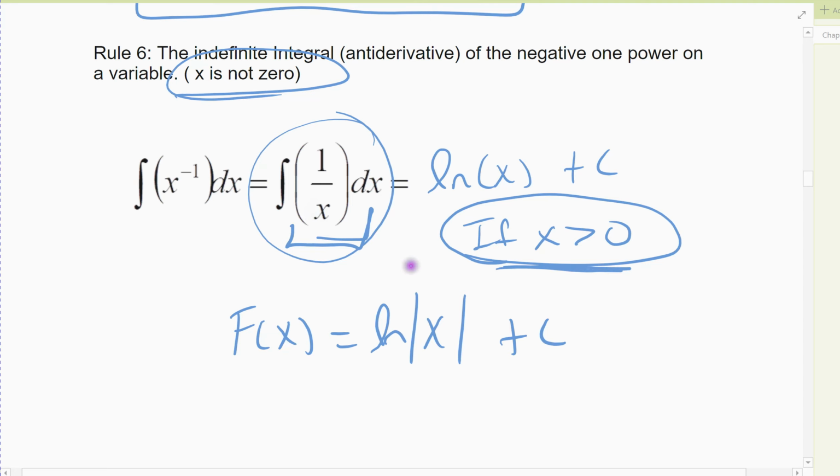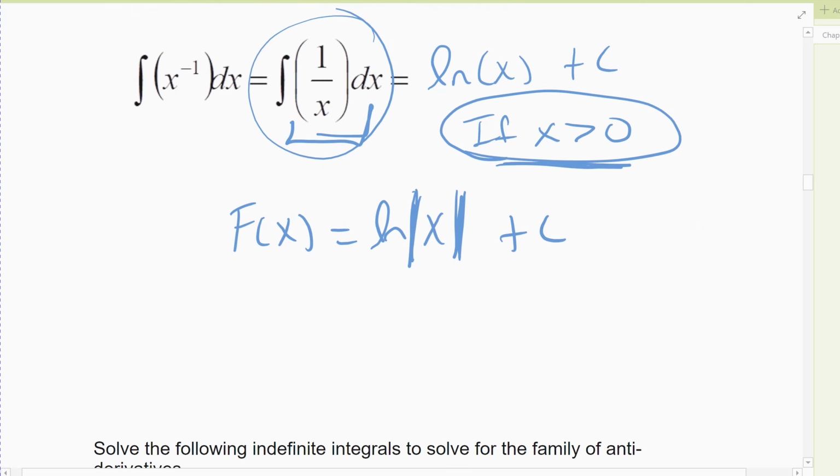And so to get around the if x is greater than 0, you always have to put absolute values of this. If you've got the natural log rule, 1 over x, you always have to take the absolute value of it. Alright, so again, just remember that. It's sort of an extra step that you have to remember.